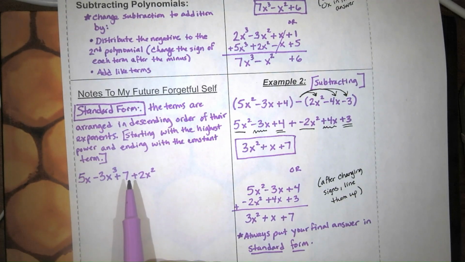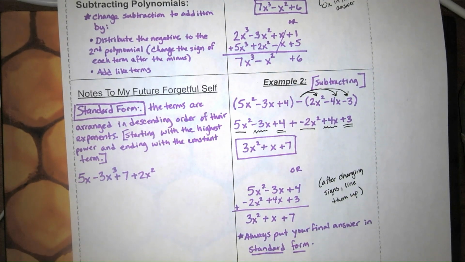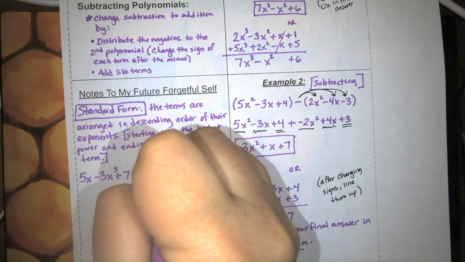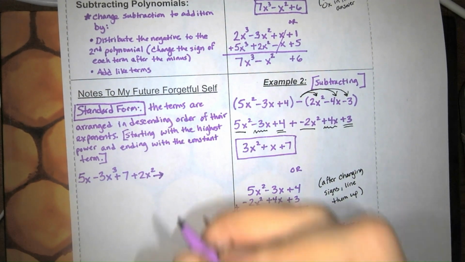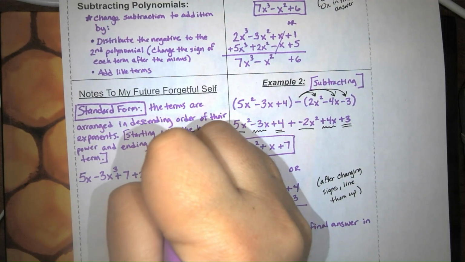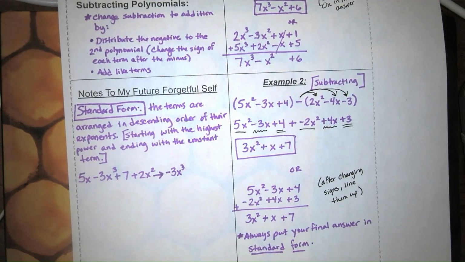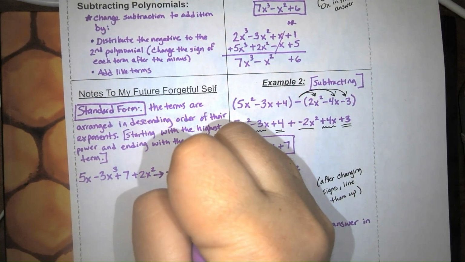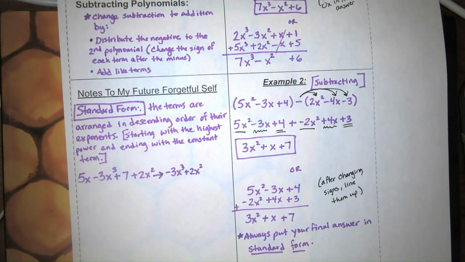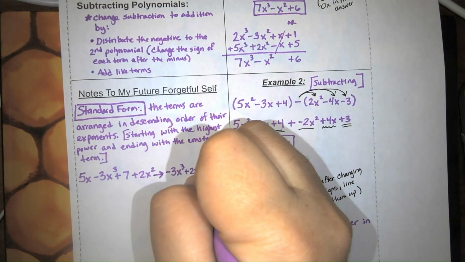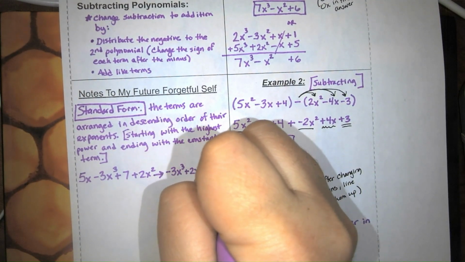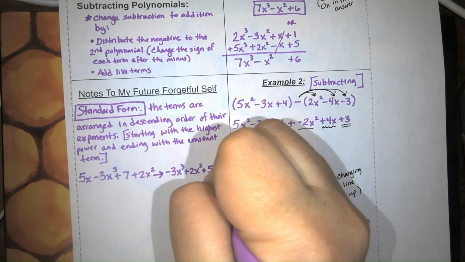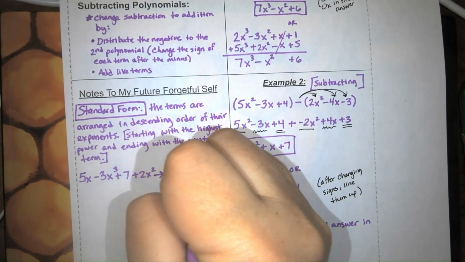So I'm going to rearrange them. I'm not really doing any combining of anything, but if I'm putting it into standard form, I have to start with that highest power. So I have to start with negative 3x to the third. And then next would be my x squared term, so plus 2x squared. And then next would be my 5x, so that's a positive, so plus 5x. And then last would be my plus 7, my constant. So this is standard form.